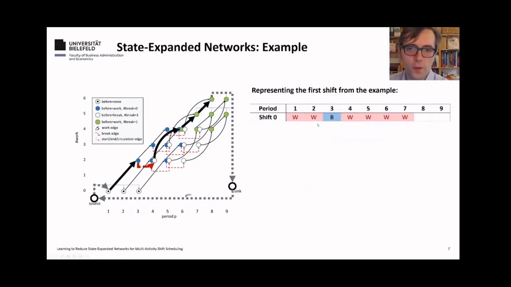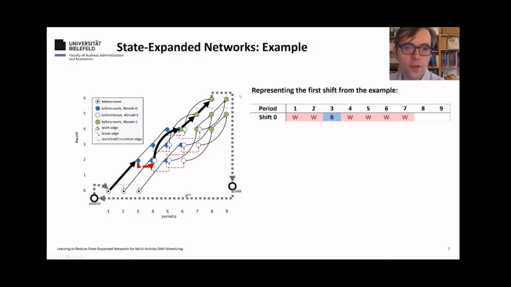Let us now see how a given shift is represented as a path in this network. Let's take the shift 0 from one of the previous slides here. The shift 0 starts with a 2-period work block, and as noted before, there's only a single arc which represents the lower bound of 2 periods for this work block. This work block arc is followed by a break arc here, which is then followed by 3 work block arcs, namely one 2-period work block arc and then 2 additional arcs representing additional periods in the work block.